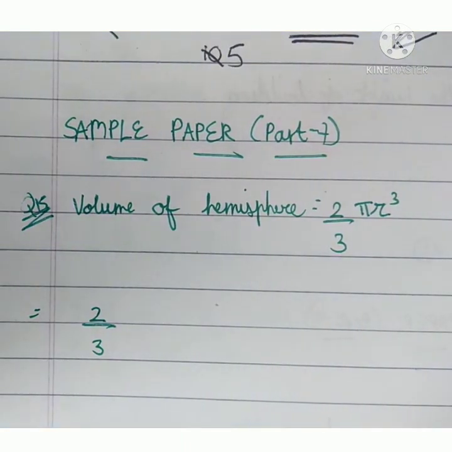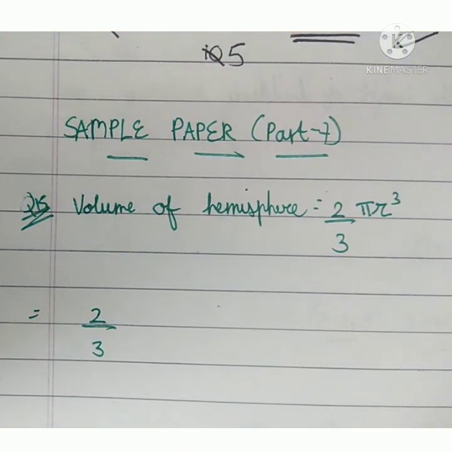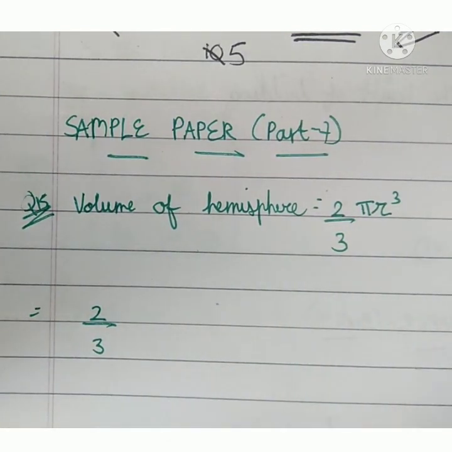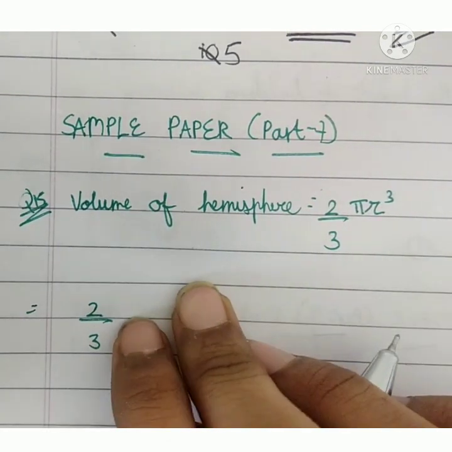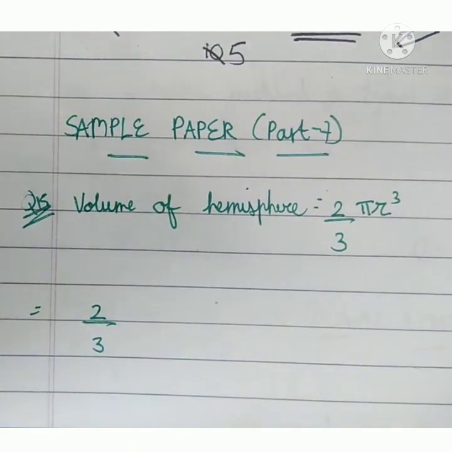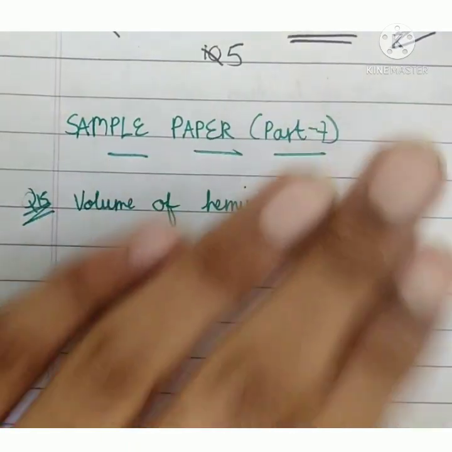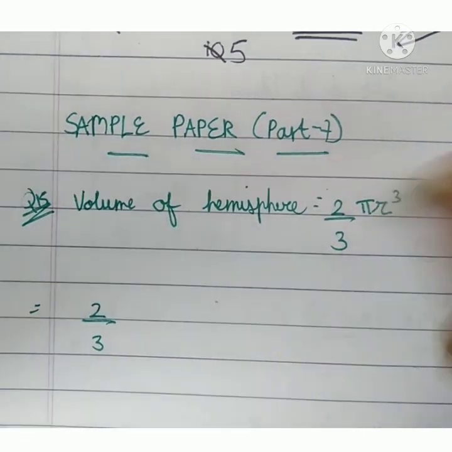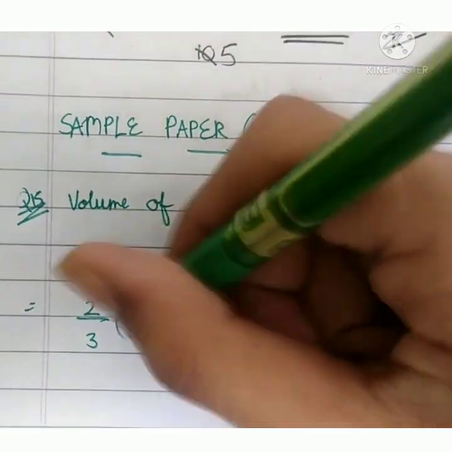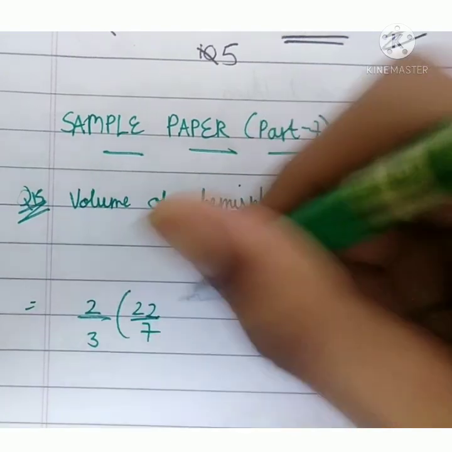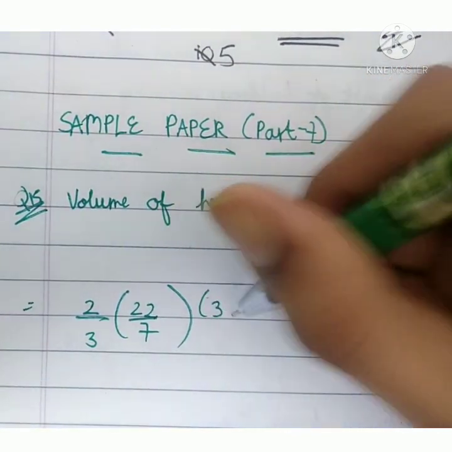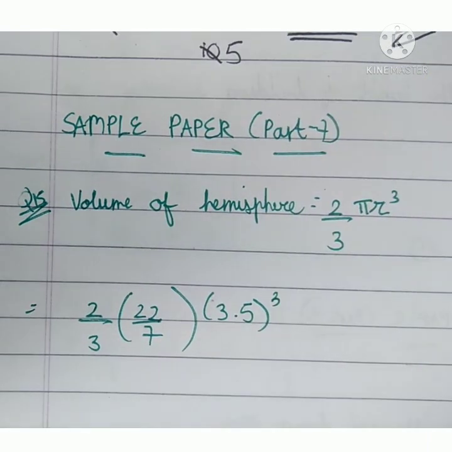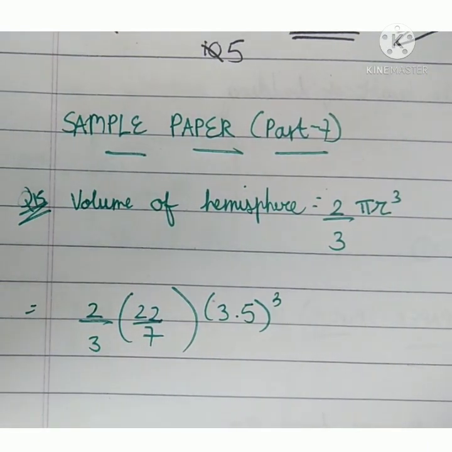Now, if the question says you have to take pi as 3.14, you have to take 3.14 only. But if it is not given, many students have doubt about what to take. See friends, if the question does not say what value of pi to take, you always take pi as 22 by 7. It's the approximate value of pi. And 3.5 whole cube.